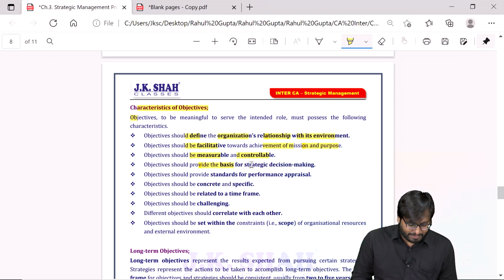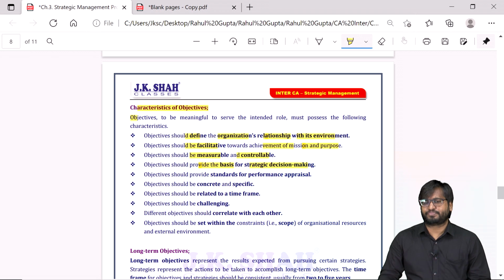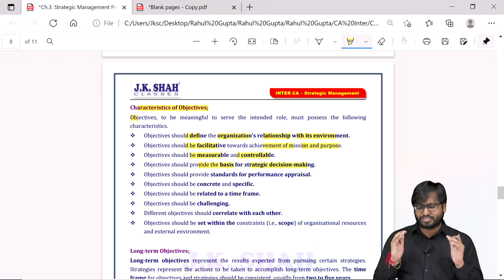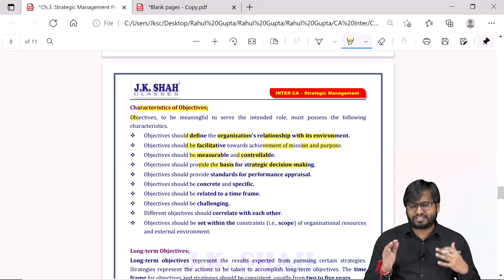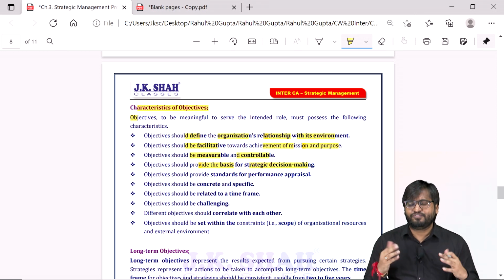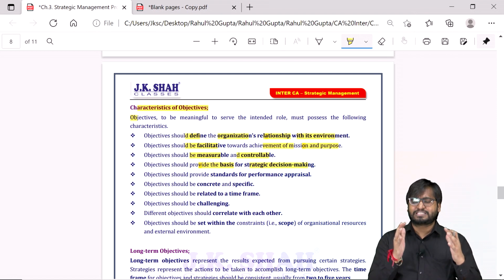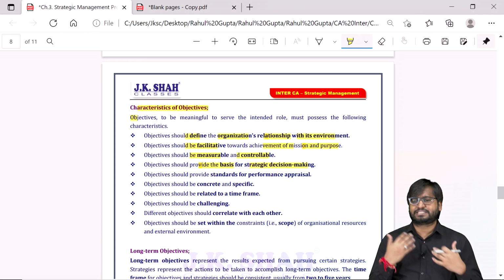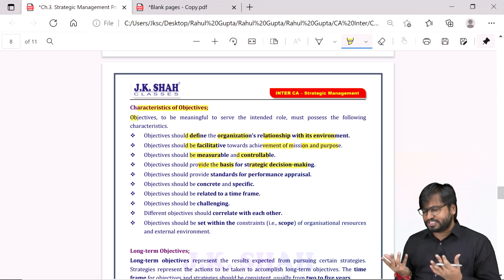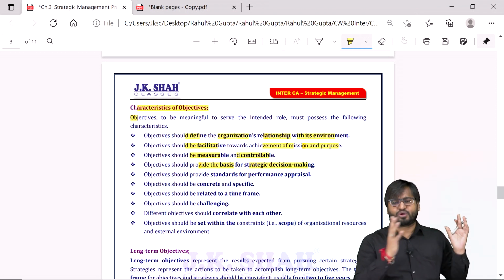It should provide the basis for decision making. As an organization, looking at the numbers, looking at the performances, we can decide whether we should continue with this product, we should expand, we should discontinue, what should we do? So, objectives should help us in deciding whether we should continue with this product or we should let go of this product.